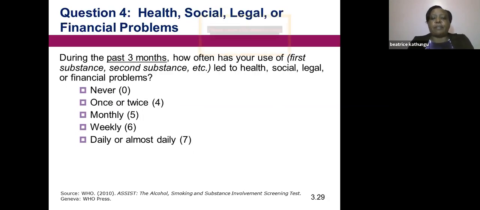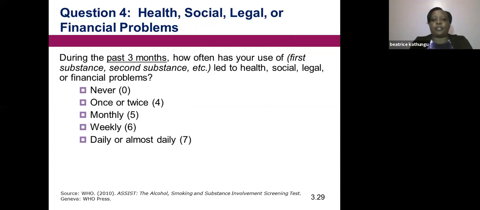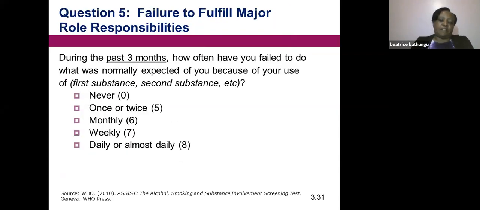This one you're asking about health, social, legal, or financial problems. Again, it is within the last 3 months. And you're asking them how often has your use of alcohol, your use of the second substance, which was tobacco, led to health, social, legal, financial problems. Remind them to look at their response card, which is helping to explain some of these problems. And these are also given some of the problems as we have seen earlier.